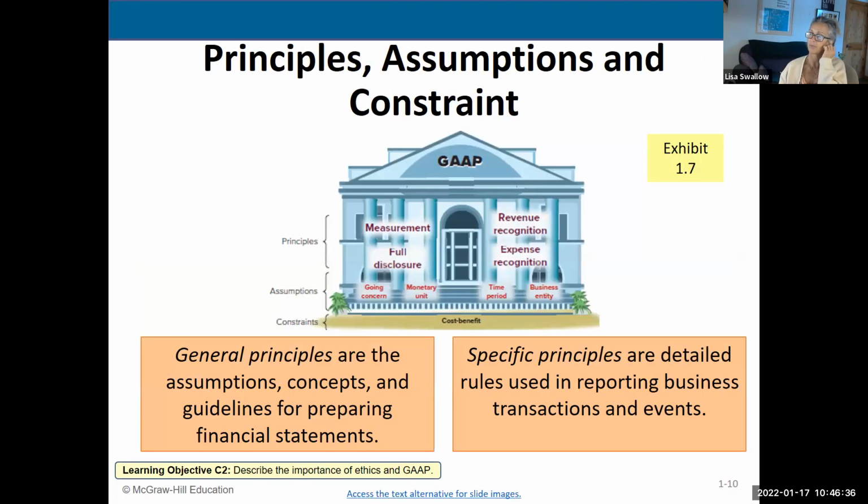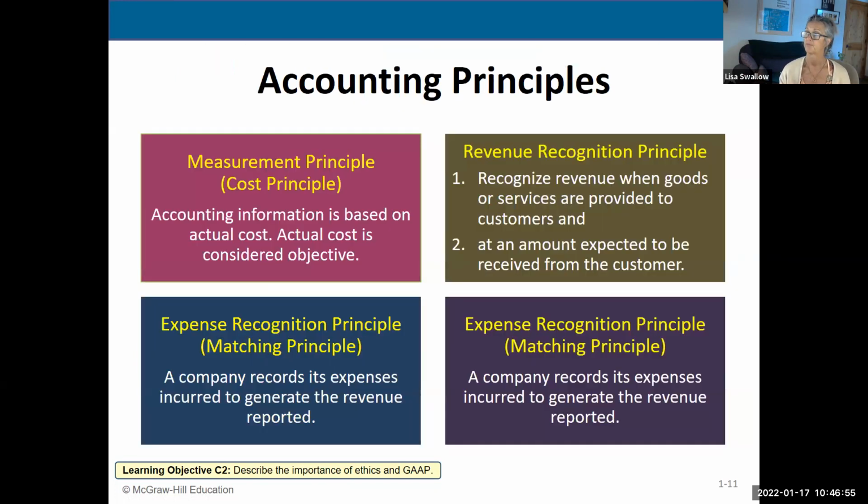So what is GAAP? Well, there's general principles and there's specific principles. And this might seem like, oh, blah, blah, blah, but this is kind of the foundation of everything that we're going to be doing. So we do need to spend some time learning about what these are. So these are super important, each and every one of them.